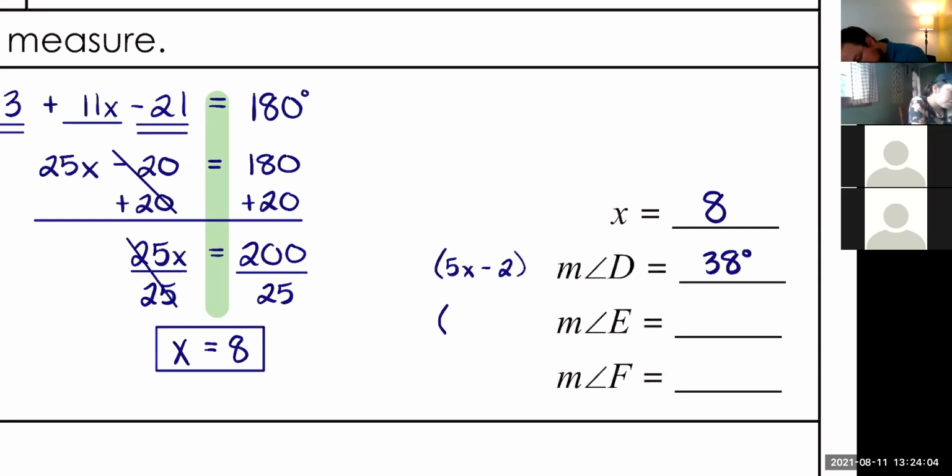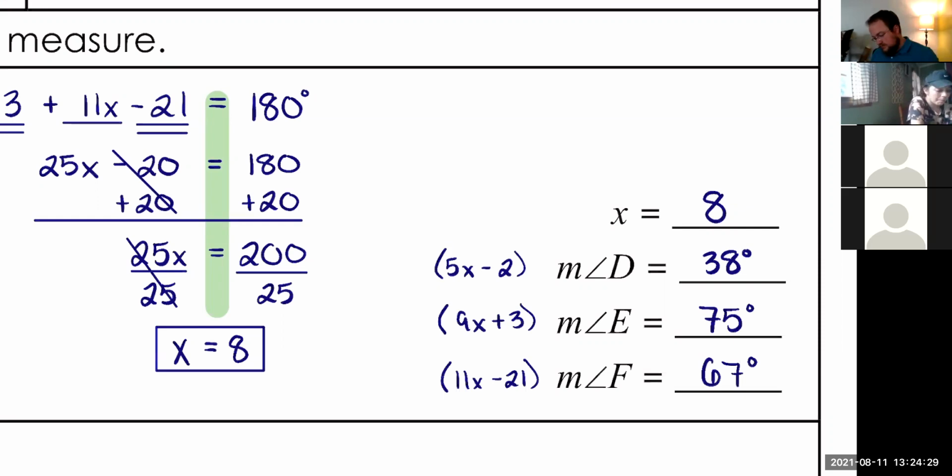Angle E was 9x plus 3. 9 times 8 is 72, plus 3 is 75 degrees. The angle F was 11x minus 21. So 11 times 8 is 88, minus 21 is 67. And that again is all thanks to the fact that we now know what 8 is. So we just plug them into each of those expressions.